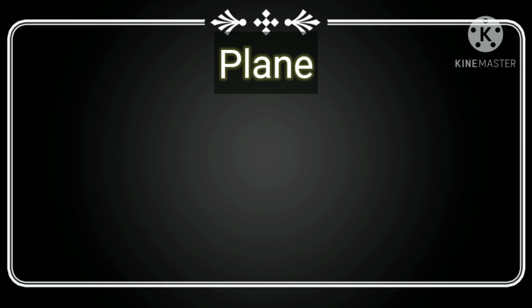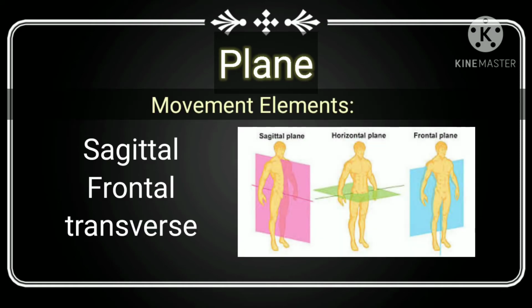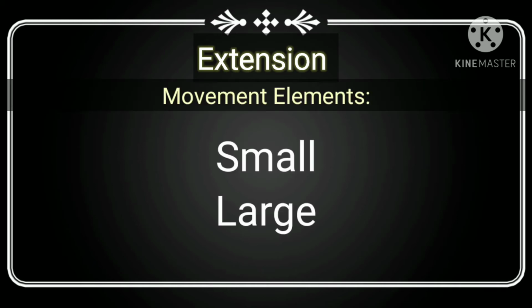Another category of space is plane, and its movement elements are sagittal, frontal, and transverse plane. The last category, the extension category, describes the range or size of the movements in space relative to the body. Small, near the body, or large, far from the body.